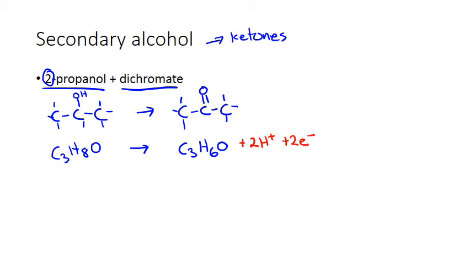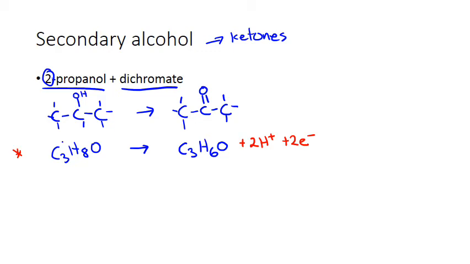Okay. Now the beauty of this one is for every secondary alcohol, it's going to be the same. It doesn't matter what your chemical formula is here. Whatever the alcohol is, it's always going to be 2 less hydrogens, so you have to add 2 hydrogens here, 2 electrons, no matter what the secondary alcohol. So that's kind of good for us. We don't need to remember too much.